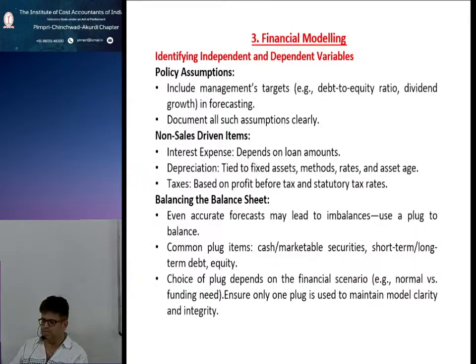Common plug items are cash, marketable securities, or short-term, long-term debt and equity. So balancing should be done either in equity or the long-term loans. Choice of plug depends on the financial scenario. Example, normal versus funding need. Ensure only one plug is used to maintain model clarity and integrity. So these are, in a way, the do's and don'ts to be considered while identifying independent and dependent variables for preparation of the financial modeling.